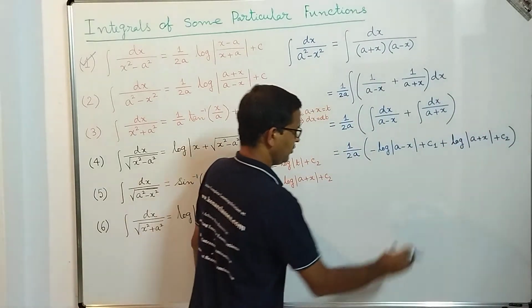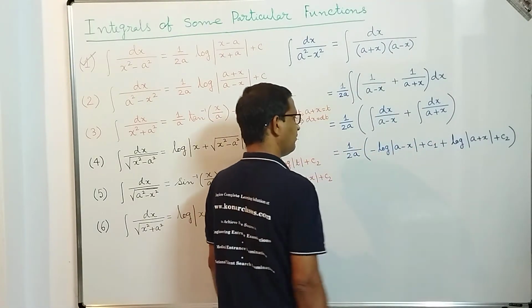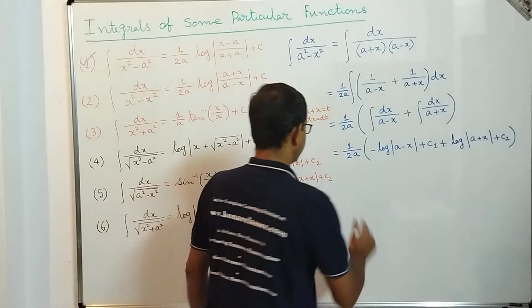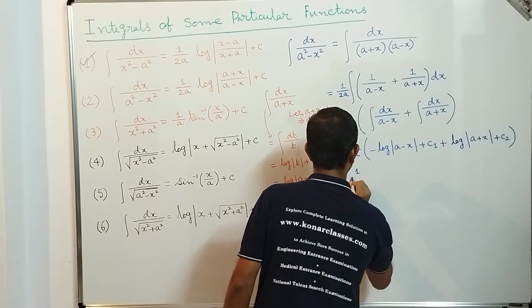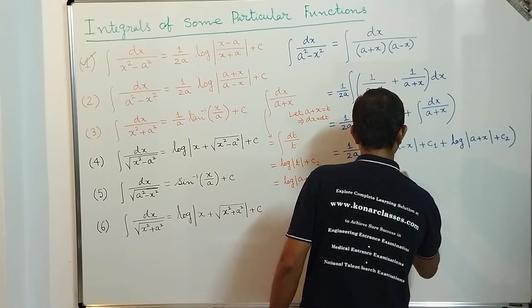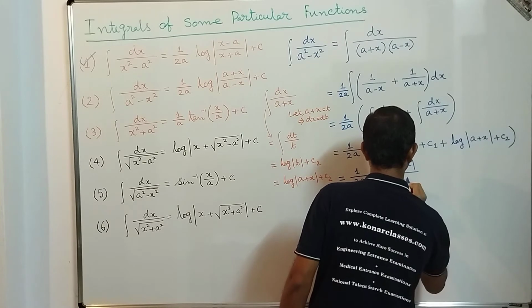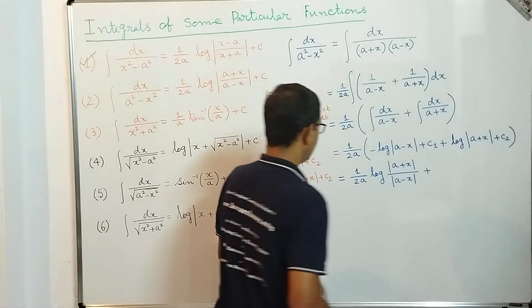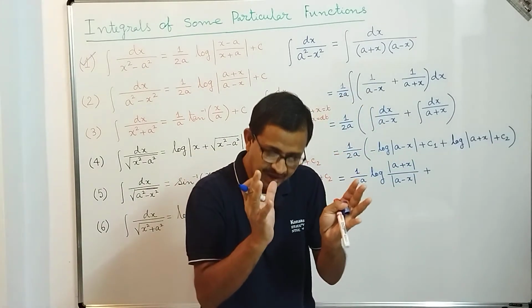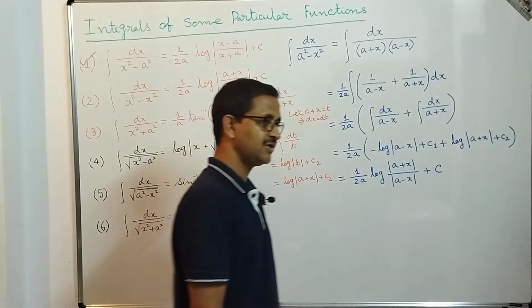Now dear students, what we get, log of mod a plus x minus log mod of a minus x. That means log of mod a plus x by mod a minus x. So this is equal to, what we can write is that 1 by 2a into log of mod a plus x divided by mod a minus x plus c1 by 2a plus c2 by 2a, that will give you another constant. So we can take this as a final constant called c, that is the integrating constant.